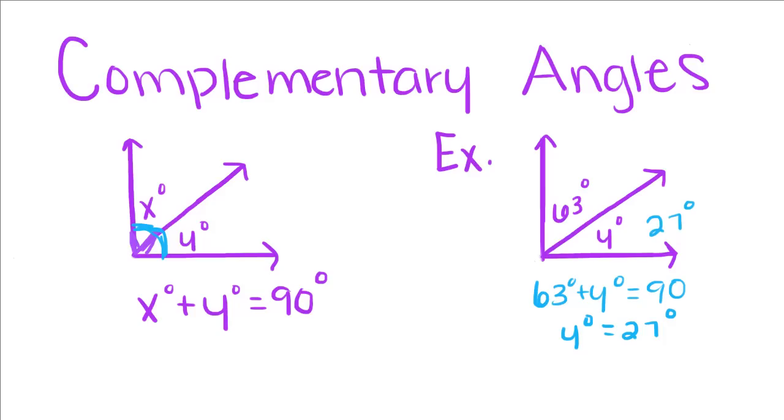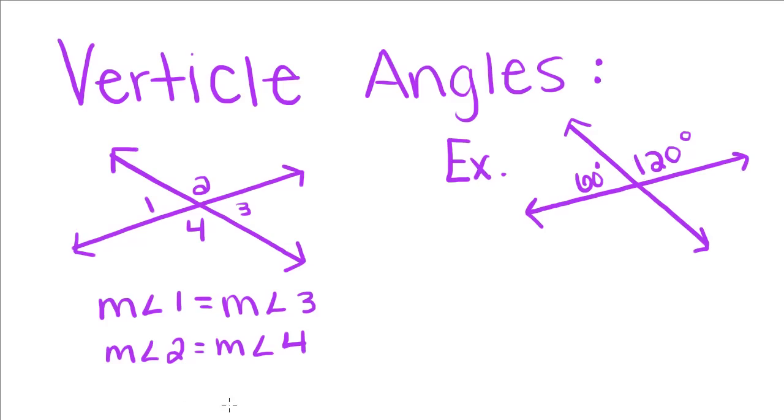Okay, and the last kind of angles we're going to talk about are vertical angles. Vertical angles are across from one another. So this means that angle 1 and angle 3 are a pair of vertical angles, and angle 2 and angle 4 are another pair of vertical angles. Vertical angles are equal to each other.